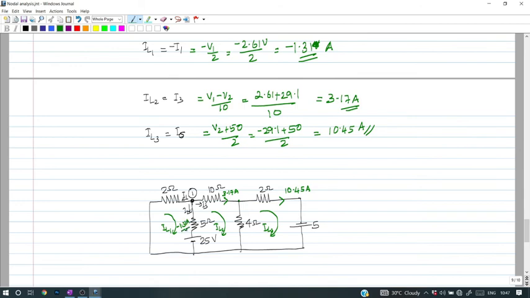So it indicates that our assumed direction is opposite to the actual direction. Actual direction is in this manner. In this direction, its value is 1.31 ampere. So this is the solution to this problem which we got from nodal analysis. Likewise, you can solve any network using nodal analysis.